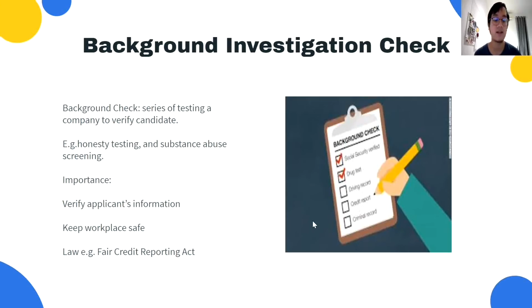And the third one is because of the law. Some countries like the USA, have a Fair Credit Reporting Act, in which employers must have a screening check to all employees.